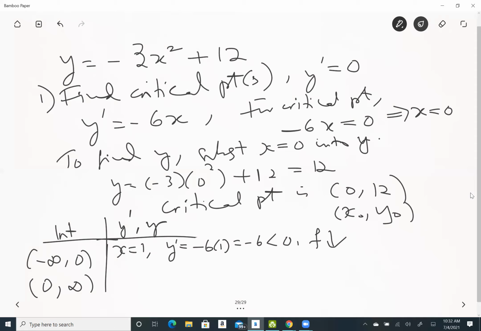oh, this is a mistake. This is not 1. Now can I test 1 here, from the interval negative infinity to 0? Negative 1. Negative 1.